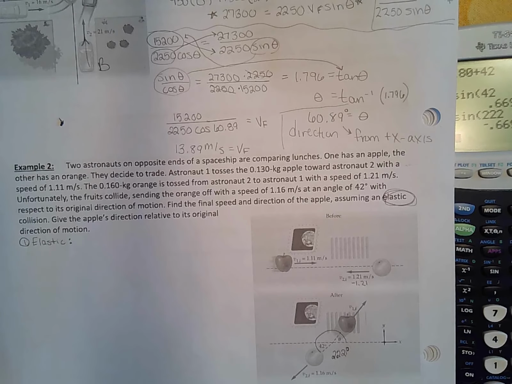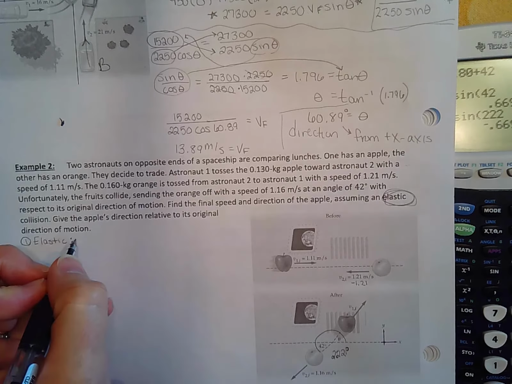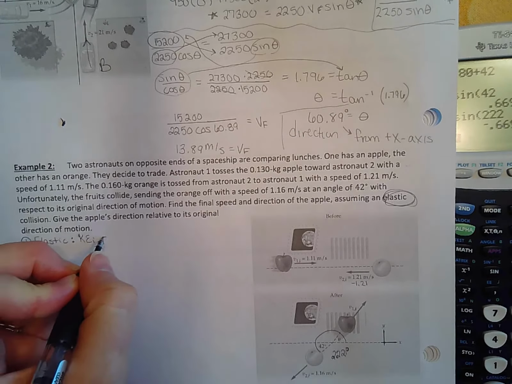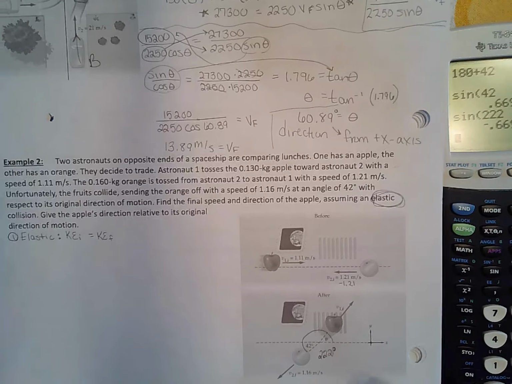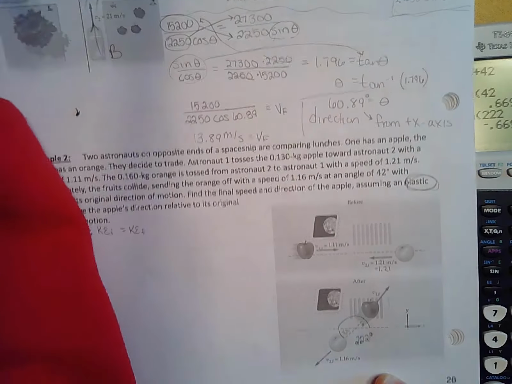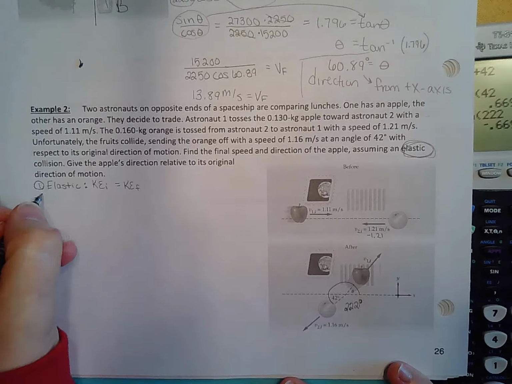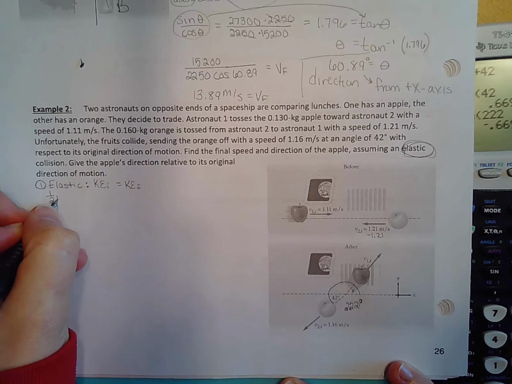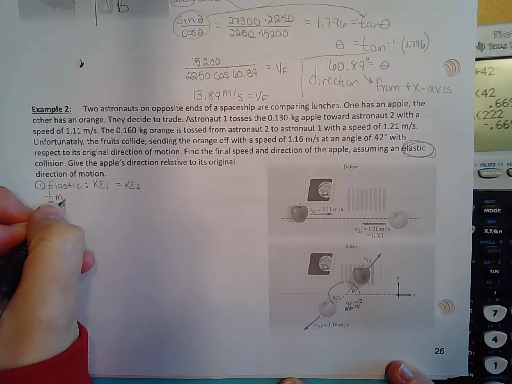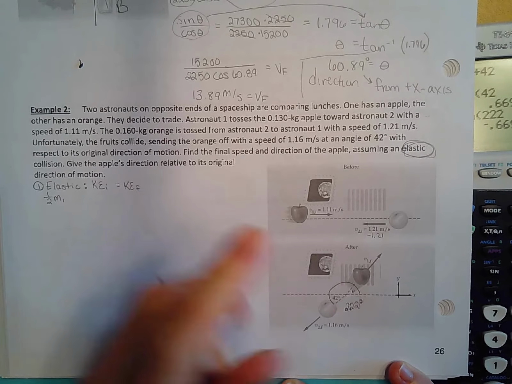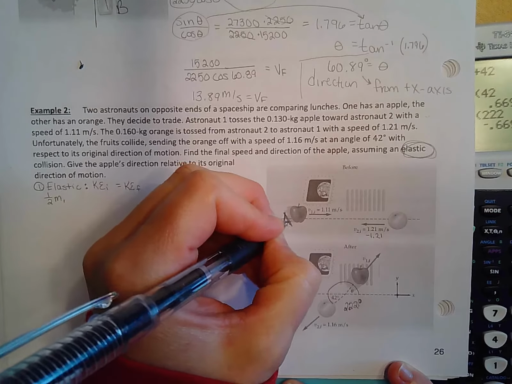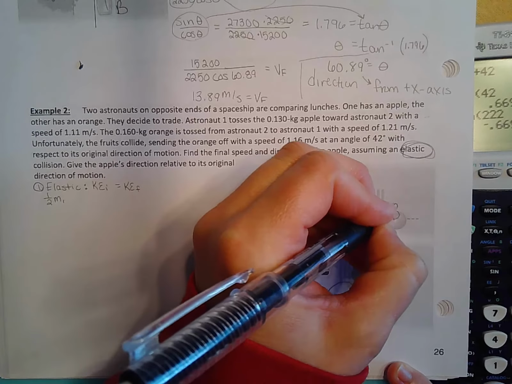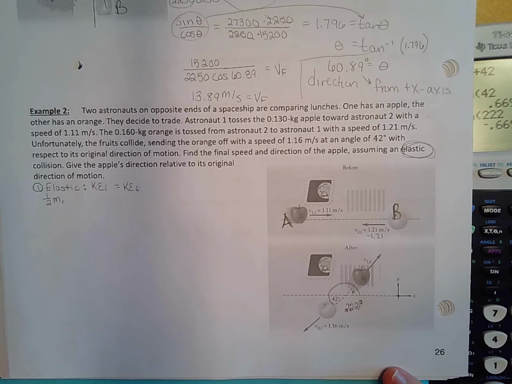All right, so one of the main things obviously in here is that it's elastic. Because it's elastic, I can say that the initial kinetic energy is definitely going to equal the final kinetic energy. So let's go ahead and write that out using variables, and then we'll fill in our variables with everything we know. For apple, I'd like to use A, and for orange, I'd like to use B, if you don't mind. You can use whatever you want. You can use 1 and 2.